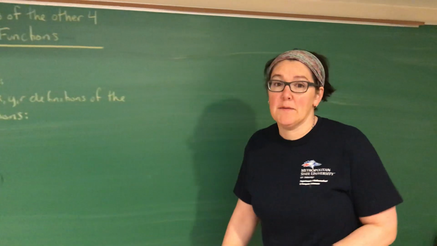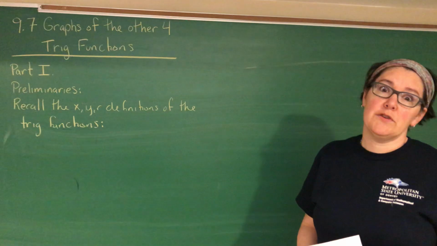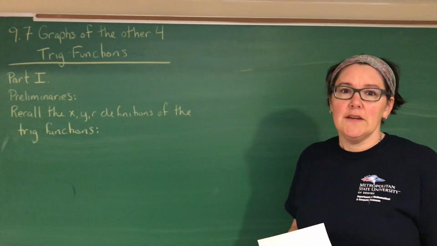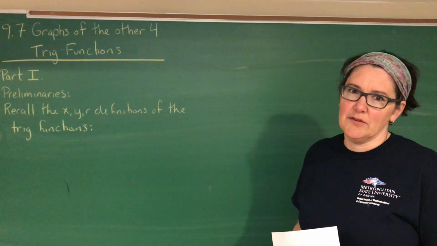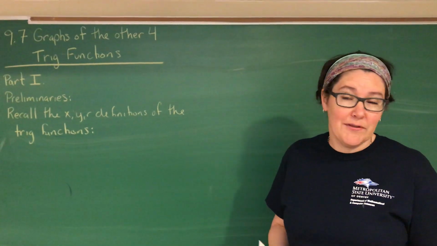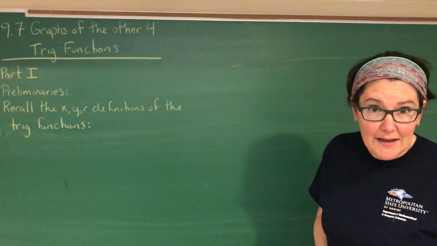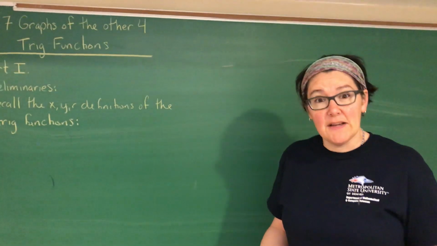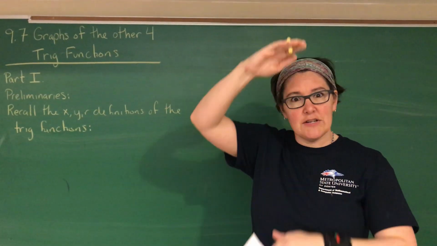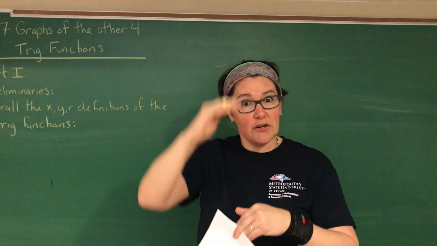So today what we're going to talk about is section 9.7, which is graphs of the other four trig functions. You might remember before the break, for your exam 2, you had to learn a lot about the sine and cosine functions. We went on a first date where you met them. We went on a second date where you learned important things like the domain and the range and the period and things like that. And then we spent a lot of time modifying the sine and cosine functions by stretching and compressing horizontally, stretching and compressing vertically, shifting horizontally, and shifting vertically.